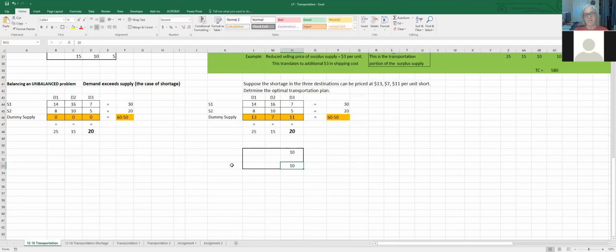But 10 of those come from shortage. So the demand here is really not satisfied. It will be 10 units short. The others will be satisfied though. And the 10 units short is enabled by the new column that I call dummy supply. It is a dummy supply, but it's a real non-shipment that has a cost associated with it. So this is the difference between the two formulations. They are dealing with the same issue.